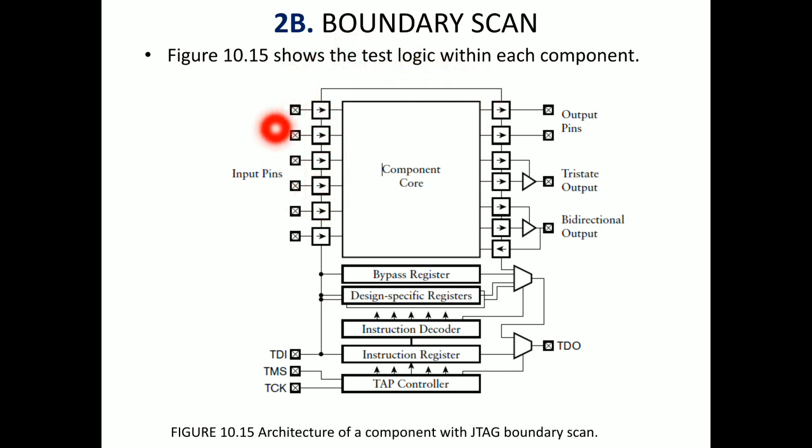The box shapes with the marks in the rectangles are called pins. These are the input pins, these are the output pins, and there are tri-state outputs and bidirectional outputs. This is an IC of JTAG hardware.